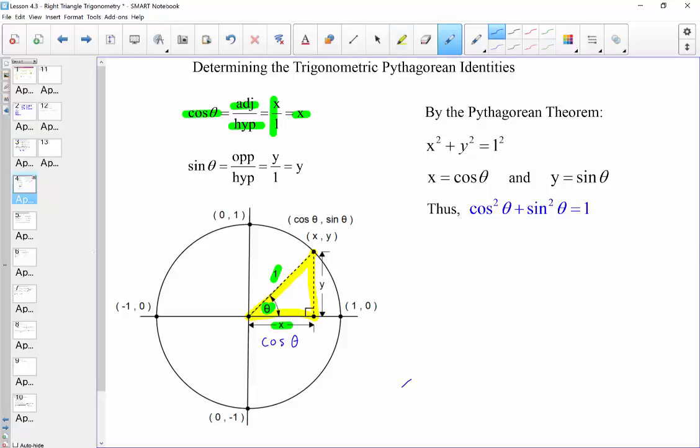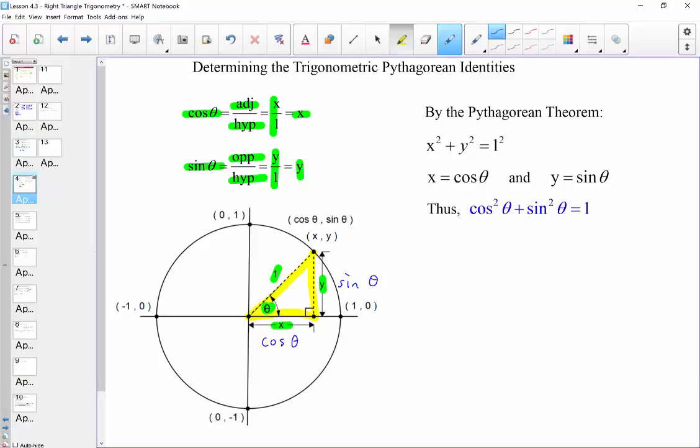Next, we have the sine of theta equals the opposite side over the hypotenuse. So sine of theta equals the opposite side y over the hypotenuse 1, which simplifies to y. So the sine of theta equals y. Let's also write that in our diagram. Y equals the sine of theta.